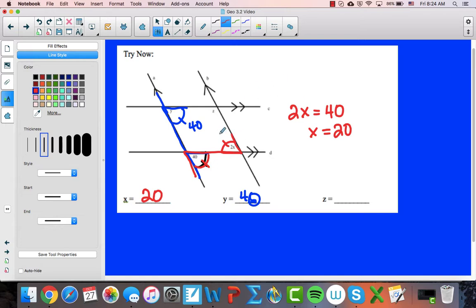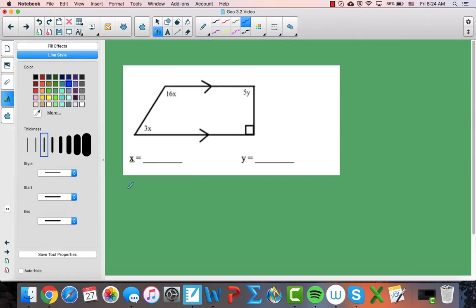All right, so I know that this whole angle right here is 40. Couple ways I can do this. I can say that y and z are supplementary, or I can say 40 degrees and z are supplementary because they are same side interior angles. So I would say that z has to be 140 because 140 and 40 have to add to 180. All right, so hopefully this is coming together for you. What I'd like you to do is try the next example, press pause, try it, and come back. Okay, so you're back.